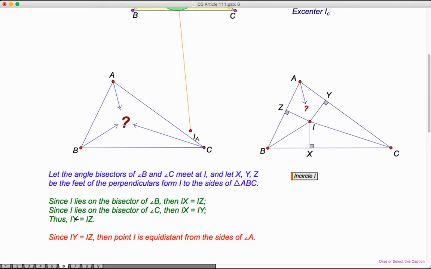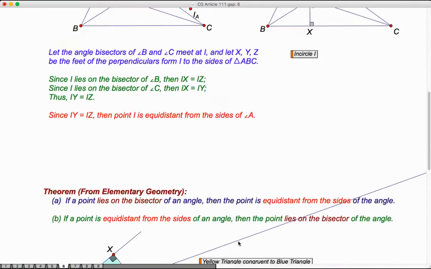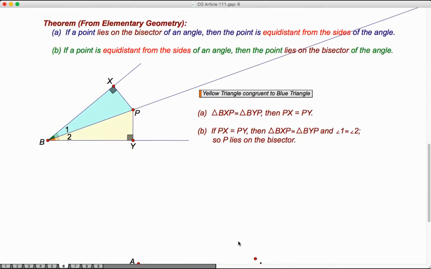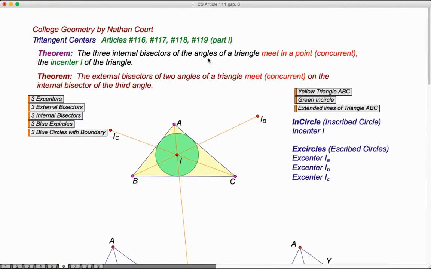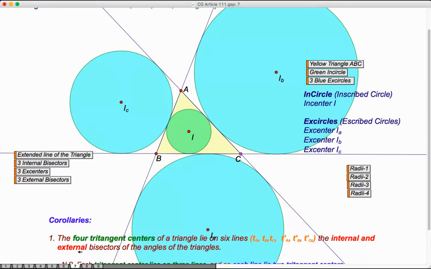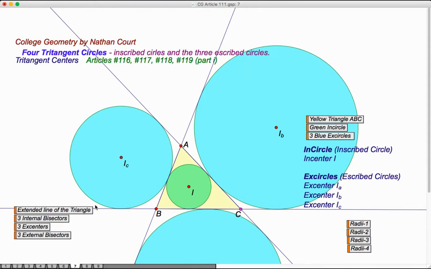However, since IY is equal to IZ, and these are the sides of angle A, we have no choice but to claim that point I is also equidistant from the sides of angle A. That's the converse of the theorem, okay? And that's it. That means we finished the theorem. That's how easy it is, okay? Then, we have the other things that we need to do.